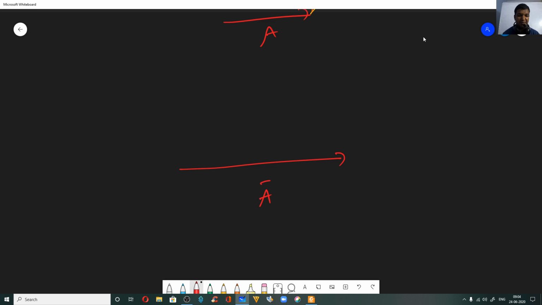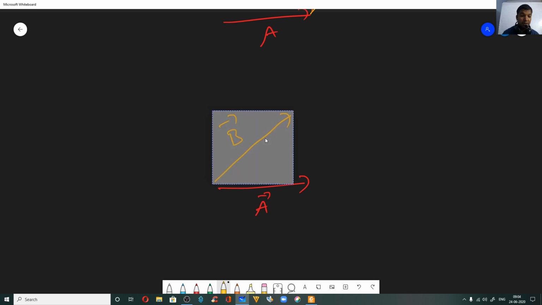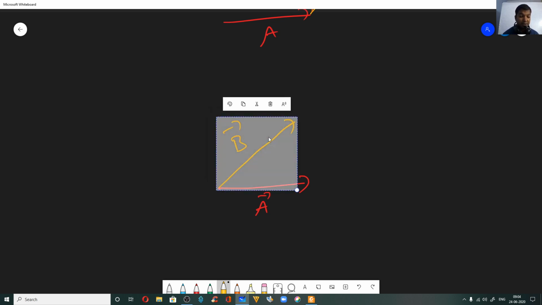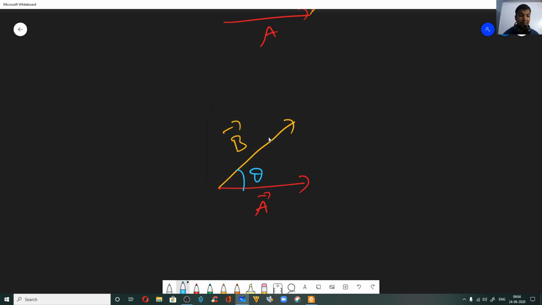Before that, say you have vector a. Now let me shorten it. Say you have vector a, then you have vector b. Now the angle between them, so let me shift it neatly here. So the angle between them is, say, some theta.